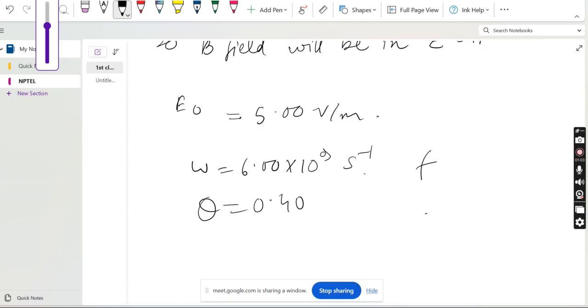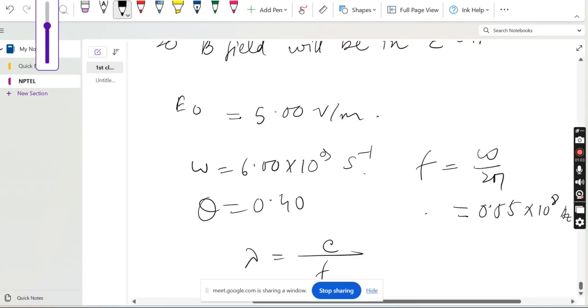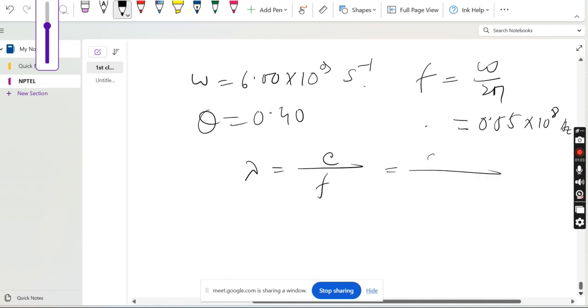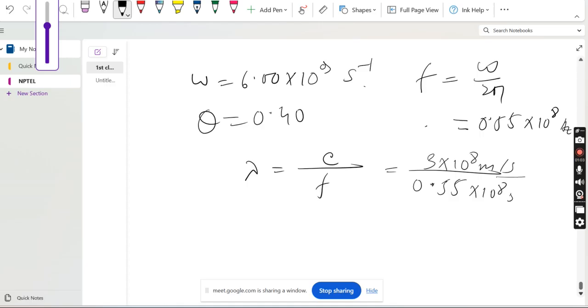So omega is given, frequency will be omega by 2 pi, and that will be 0.55 into 10 to the power 8 hertz. So lambda would be c by f, that is 3 into 10 to the power 8 meter per second divided by 0.55 into 10 to the power 8 second inverse. So lambda would be in meter, and this would be 3.14 into 10 to the power minus 1 meter.